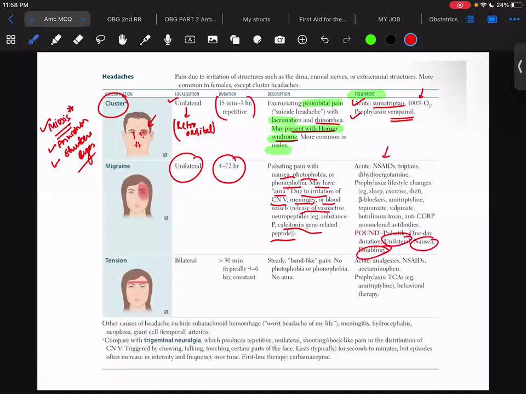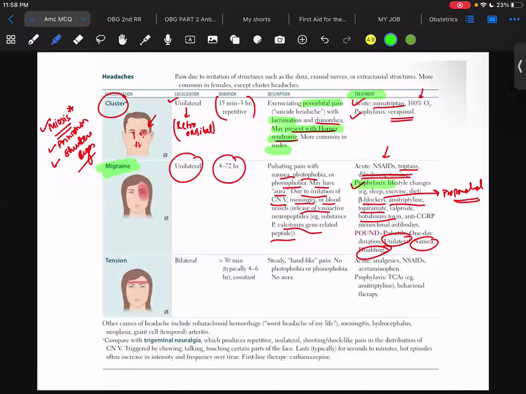For acute treatment, at an initial step, go for the NSAIDs. If the patient is not responding, we can think about the triptans. We can think about dihydroergotamines, not used in Australia. Prophylaxis: lifestyle change like sleep, exercise, diet, beta blockers, that is propranolol, very important for your exam. Amitriptyline, topiramate, valproate, botulinum toxin. All these are the prophylaxis for the treatment of migraine.